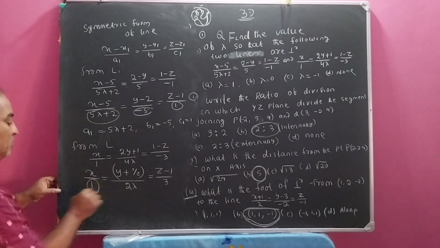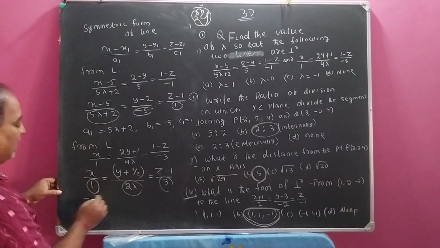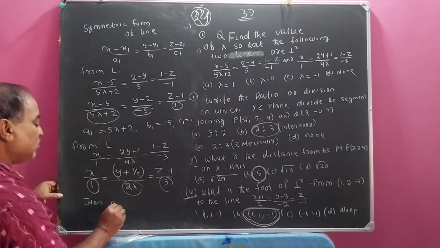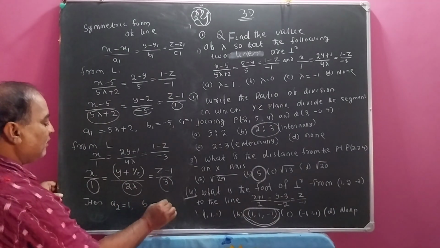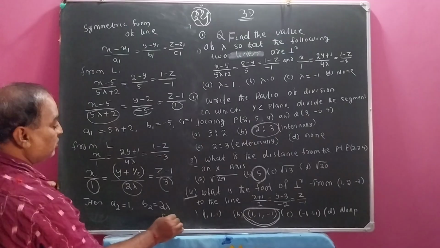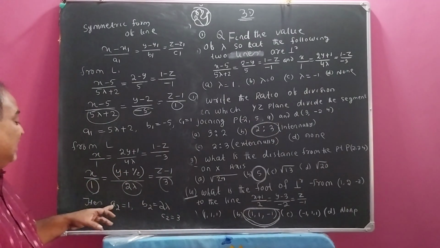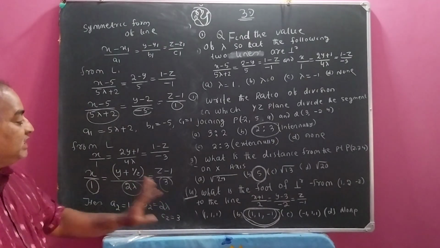So it is a2, b2, c2. Write out the direction ratio: a2 is equal to 1, b2 is equal to 2 lambda, c2 is equal to 3. So this is the direction ratio of the second line: a2 is 1, b2 is 2 lambda, c2 is 3.